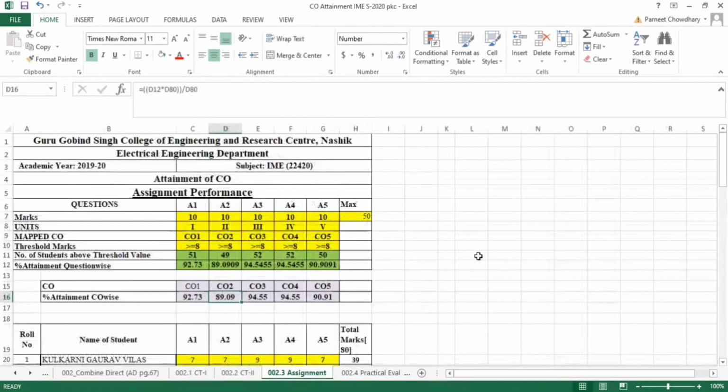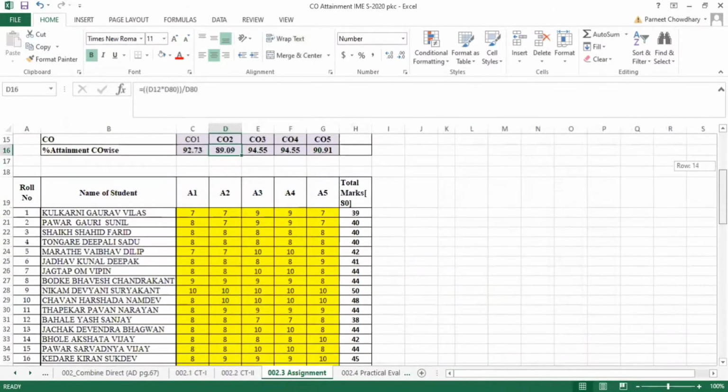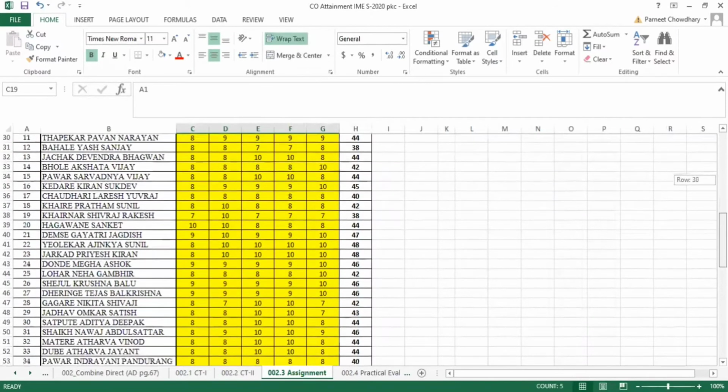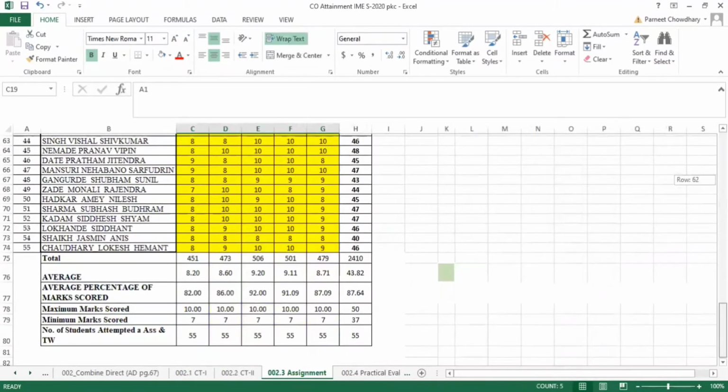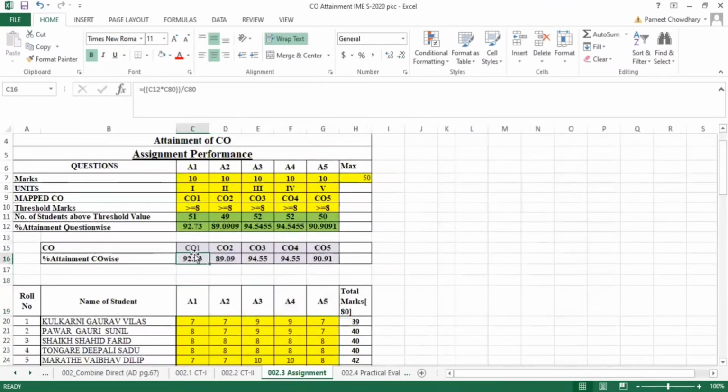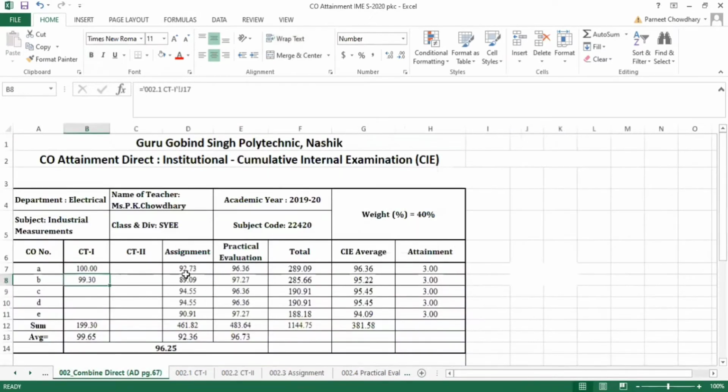Then the assignment. Again, I have given them CO wise assignments. So these are my 5 assignments for my 5 respective COs. And I have given the marks to students out of 10. And depending on that, they have got these values. I have got these values of the CO attainment. So these values you see, CO1 to 5, have been dragged over here in the assignment.